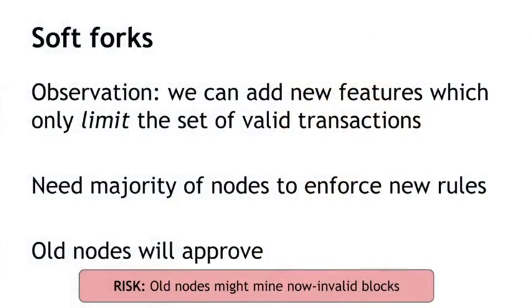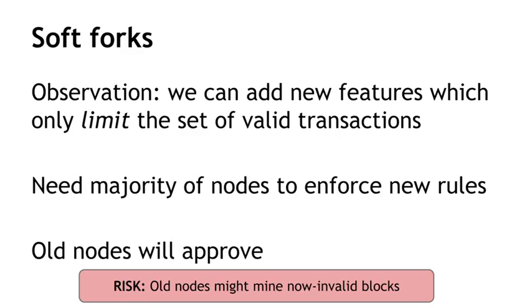So the new nodes in the network will be enforcing some new, tighter set of rules. We're relying on enough nodes switching to the new version of the protocol that they'll be able to enforce the new rules, knowing that the old nodes won't be able to enforce the new rules because they haven't heard of them yet. There is a risk here, which is that old nodes might be mining an invalid block because they include some transaction which used to be valid, but according to the new, more strict rules, is not valid anymore. So that could be bad.